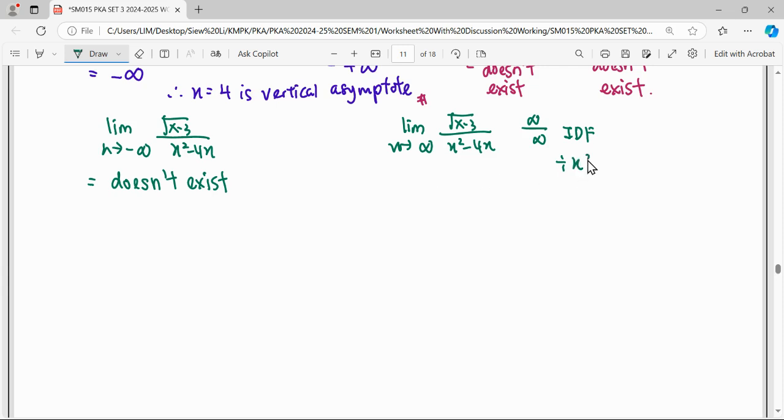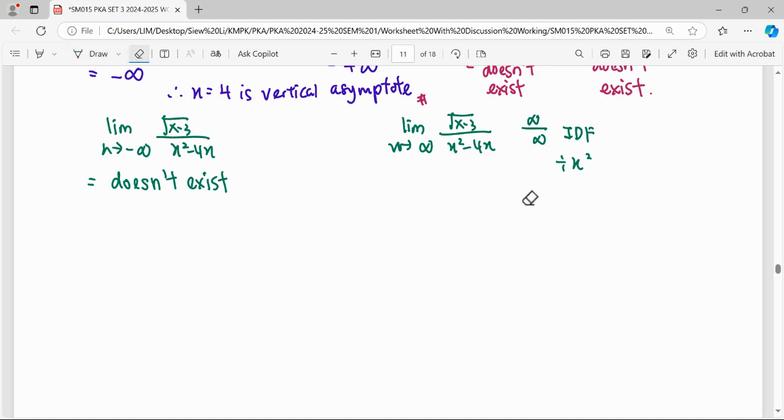Kalau you nak bahagi x square, maka dalam set tu dah bahagi berapa? Set x berapa boleh dapat x square? X kuasa 4. So, kat luar you bahagi X square. Kat dalam set, kita bahagi set X kuasa 4. So, barulah setara benda ni.